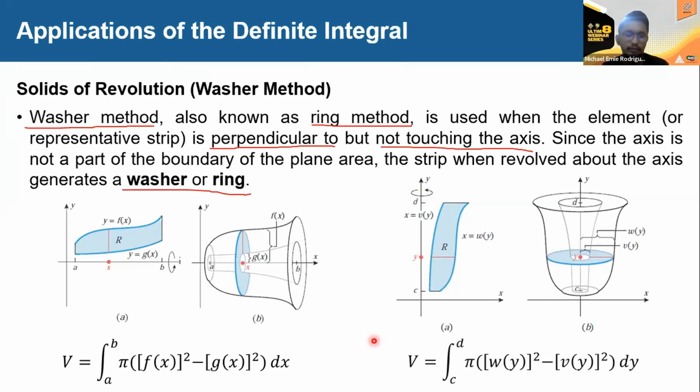So ito yung formulas natin for the two. So we have V is equal to the integral of pi times the quantity, yung ating outer diameter, we have yung f of x squared, minus yung sa inner. So we have g of x squared. Same here for the with respect to y.